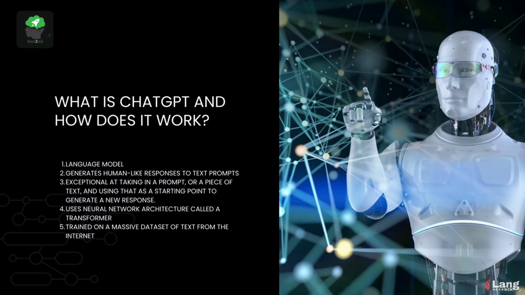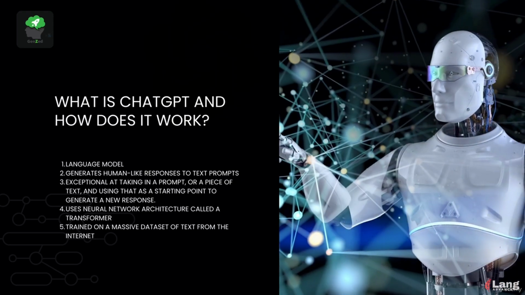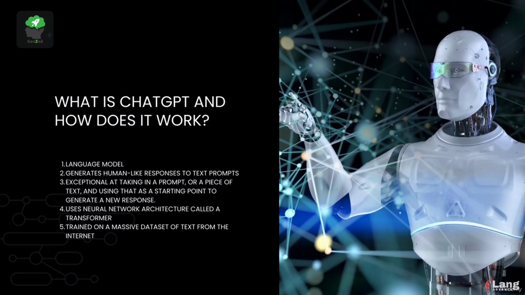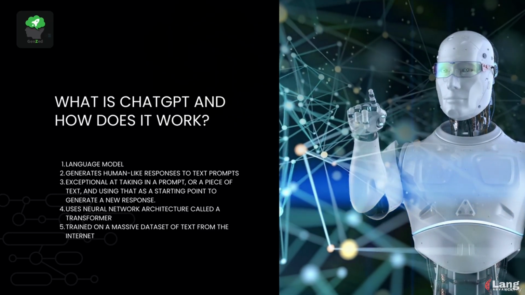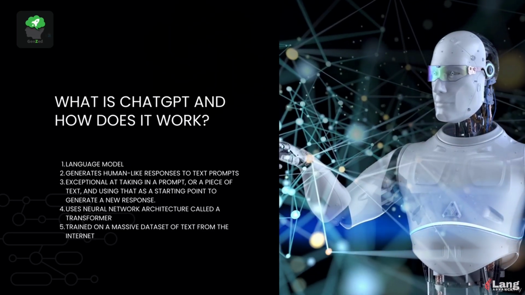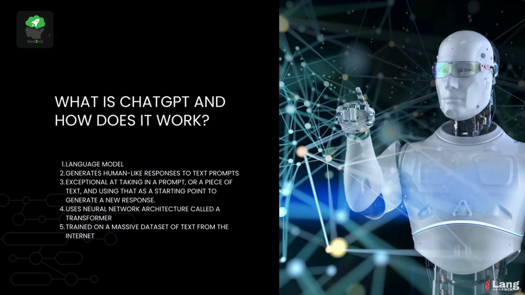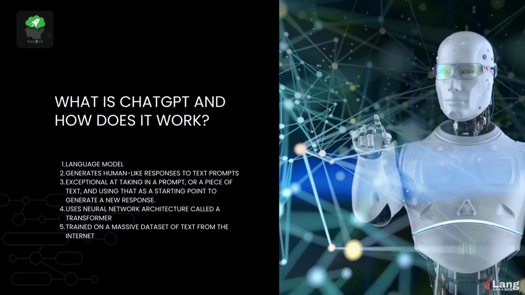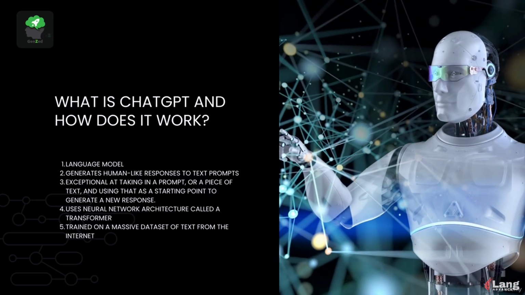It uses deep learning techniques, specifically a neural network architecture called a transformer, to analyze and understand large amounts of text data and then generate new text based on its understanding of that text data. The way ChatGPT works is by taking in a prompt or a piece of text and using that as a starting point to generate a new response.